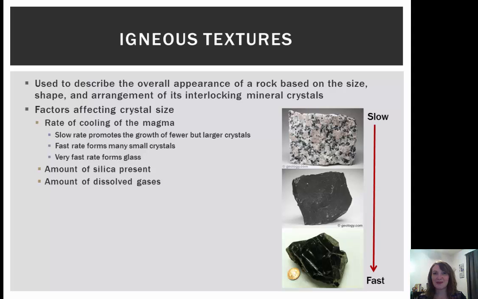Alright, so talking about some of our different types of igneous textures, texture is used to describe the overall appearance of a rock based off of the size, shape, and arrangement of its interlocking crystals. Now, there are several factors that affect crystal size. The first one is going to be the rate of cooling of the magma. So slow cooling is going to promote larger crystals. Now, the faster it is, the smaller they are.